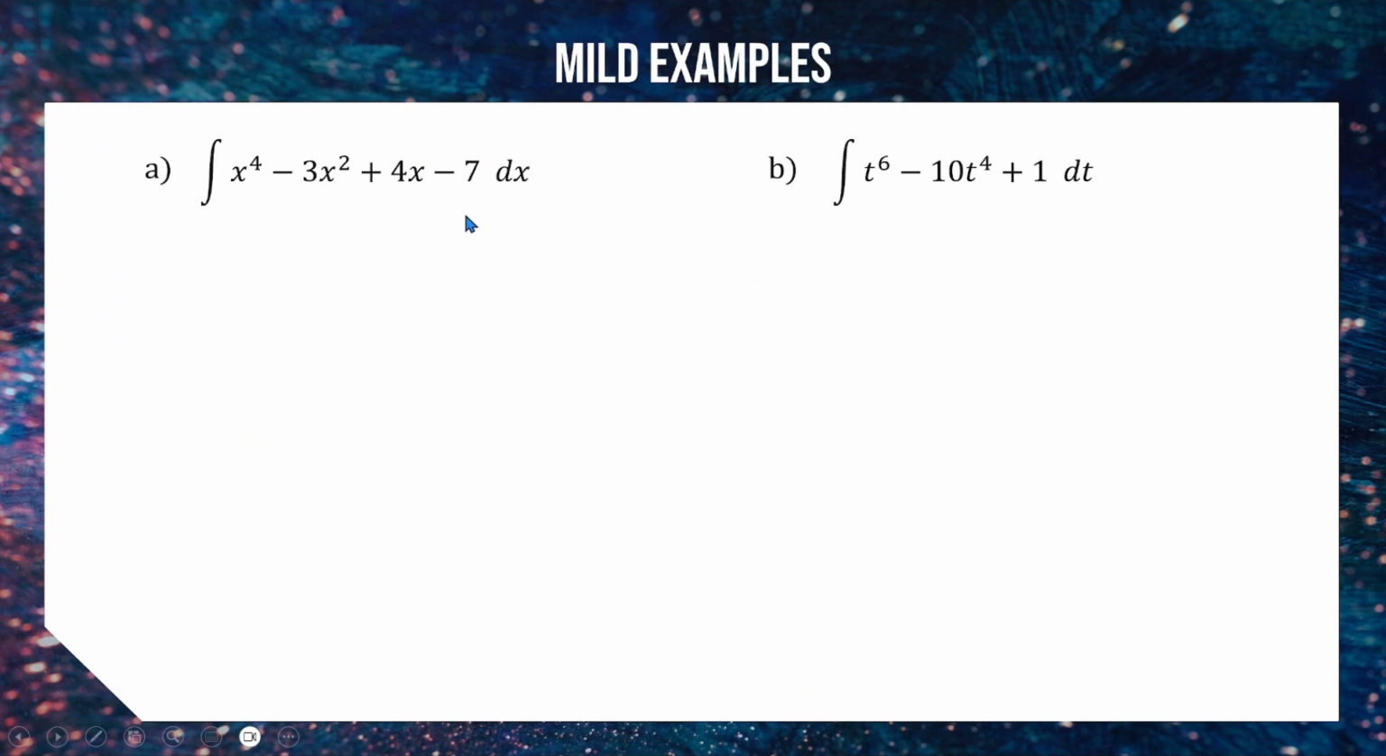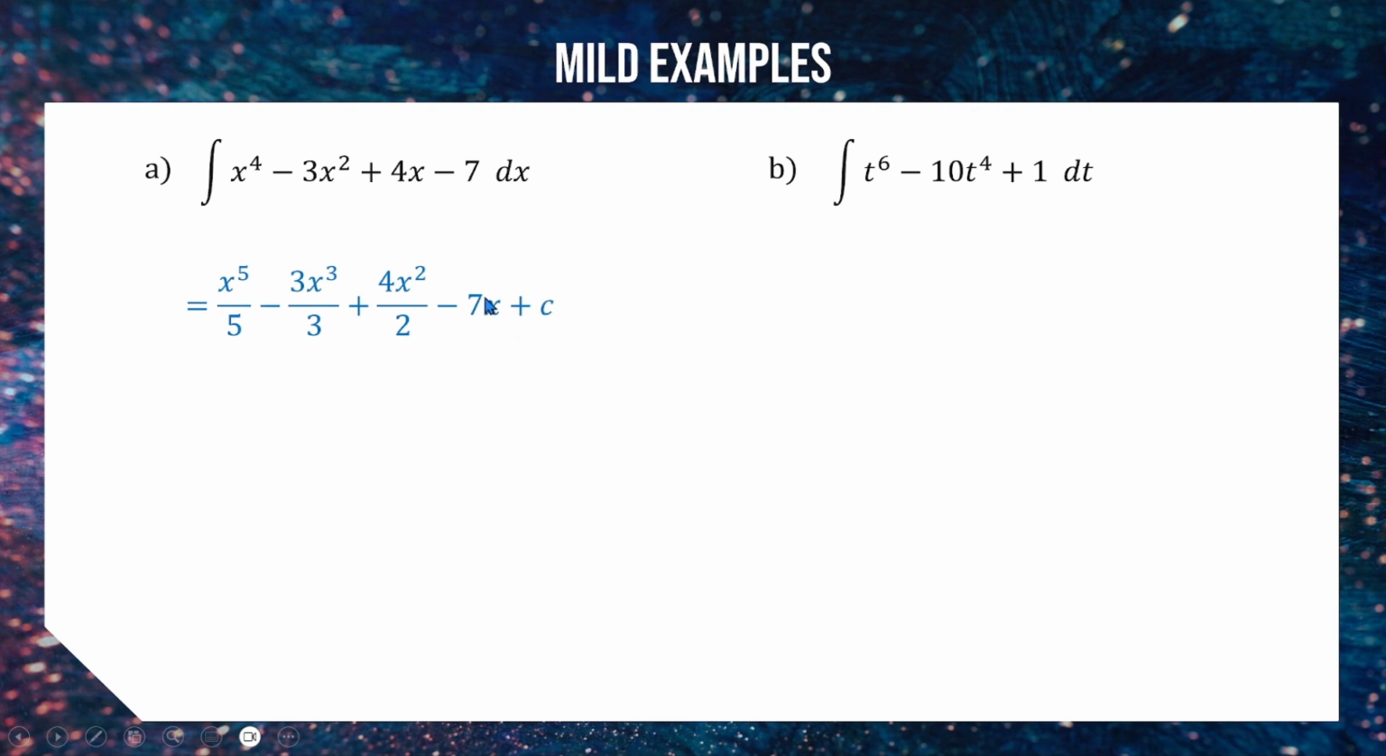Here are our next two. Integral of x to the 4 minus 3x squared plus 4x minus 7. Let's dive right in. Starting off by raising the x to the 4 as an x to the 5 divided by 5. Next up, raise this 2 to a 3 and then divide by 3. Raise this 1 to a 2 and then divide by 2. The constant gets an x, and then there's a plus constant on the end.